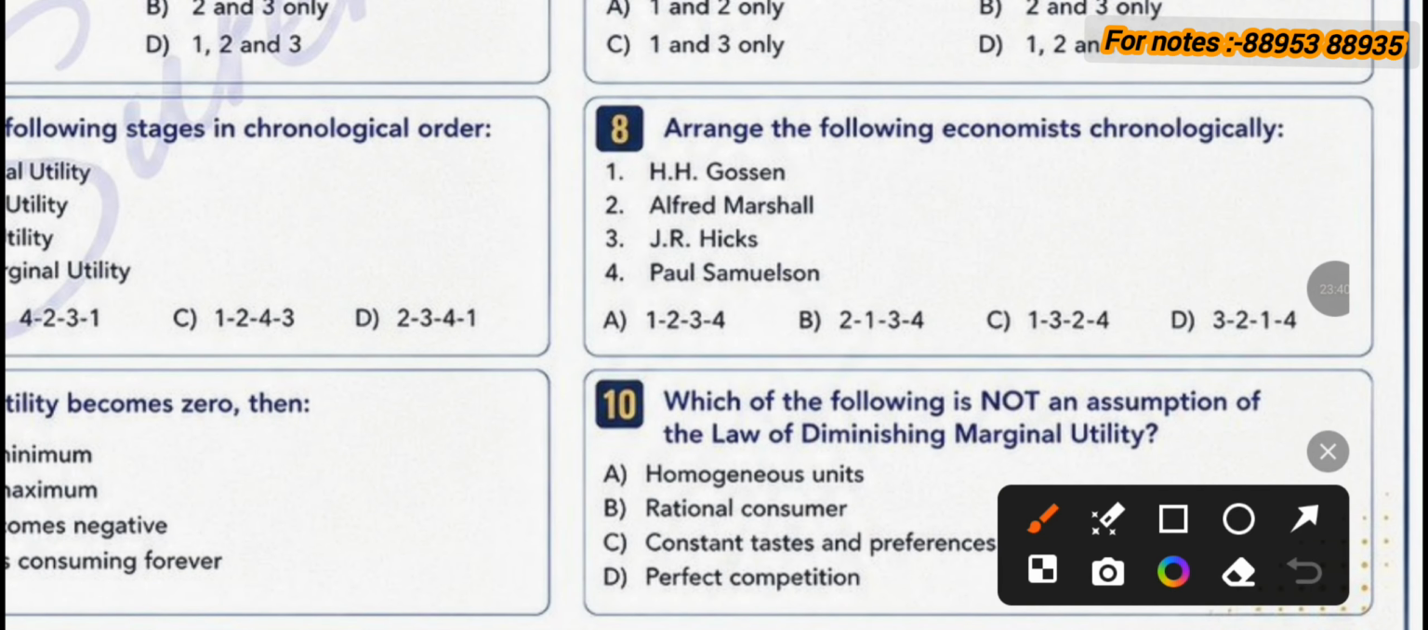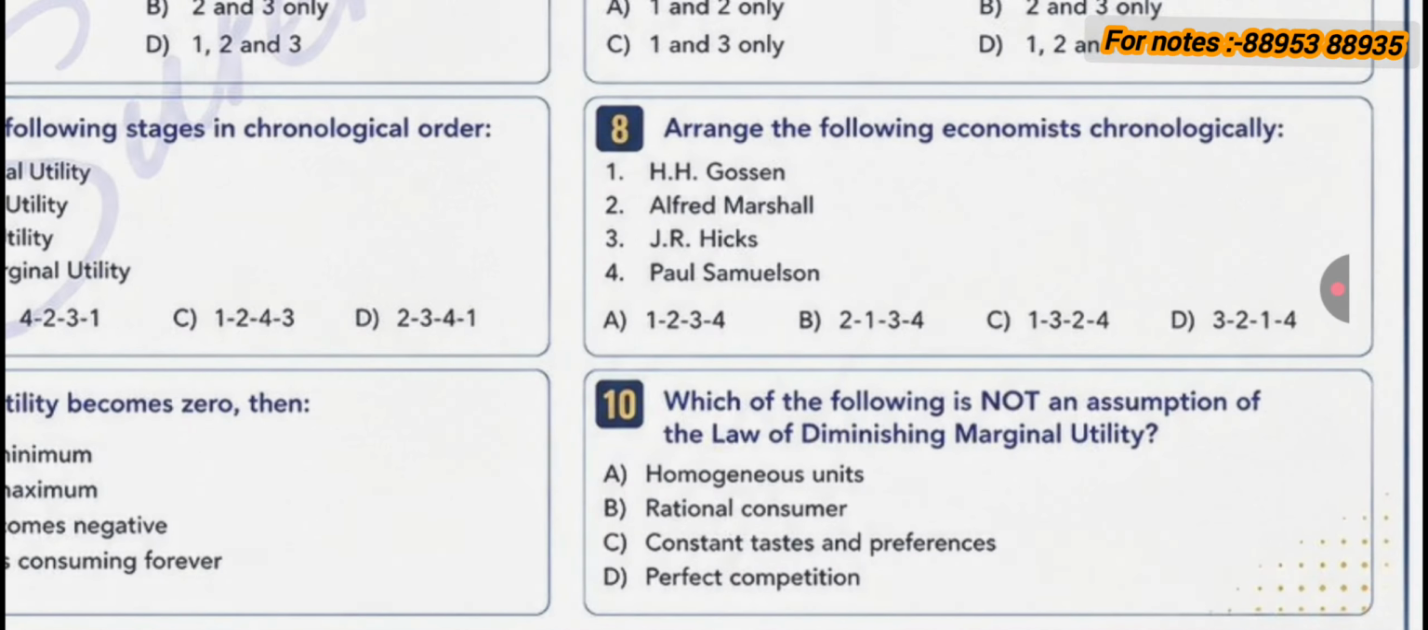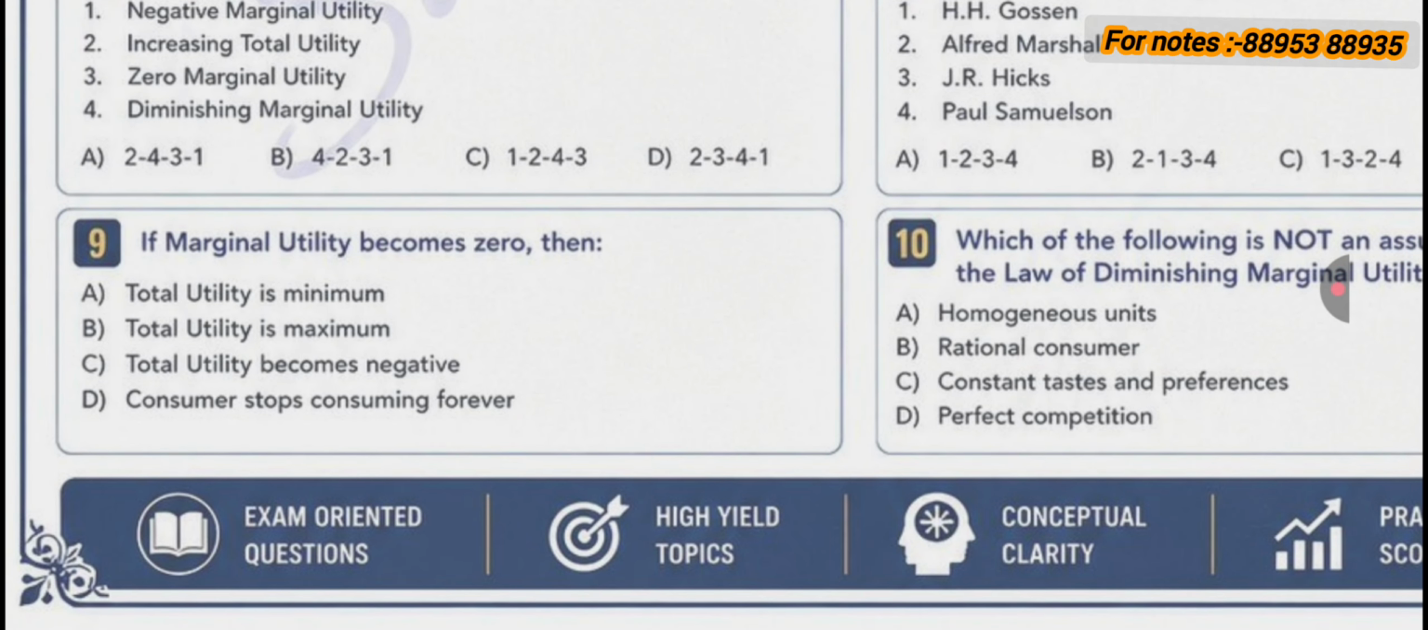Question number 8 says, arrange the following economists chronologically. First is H.H. Gossen, after that Alfred Marshall, then J.R. Hicks, then Paul Samuelson. Then you have to choose the correct answer here, and the correct answer is option A, 1, 2, 3, 4. These are all in chronological order. We all know that first is Gossen's law, then Marshall, then Hicks, which is ordinal utility, then Paul Samuelson, revealed preference theory.